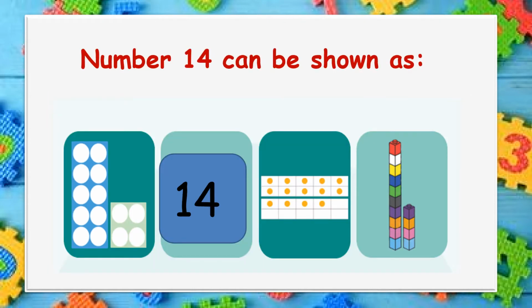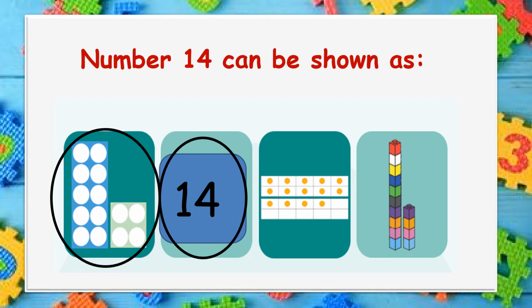Now it's time to look at number 14. Number 14 can be shown as 10 dots and 4 dots makes 14. In numbers we write 14 like this, 1 and 4, 14. In 10 frames we write 14 like this. As we all know that 10 frames has only 10 boxes. To show 14 we need another 10 frame because 14 is more than 10, right?